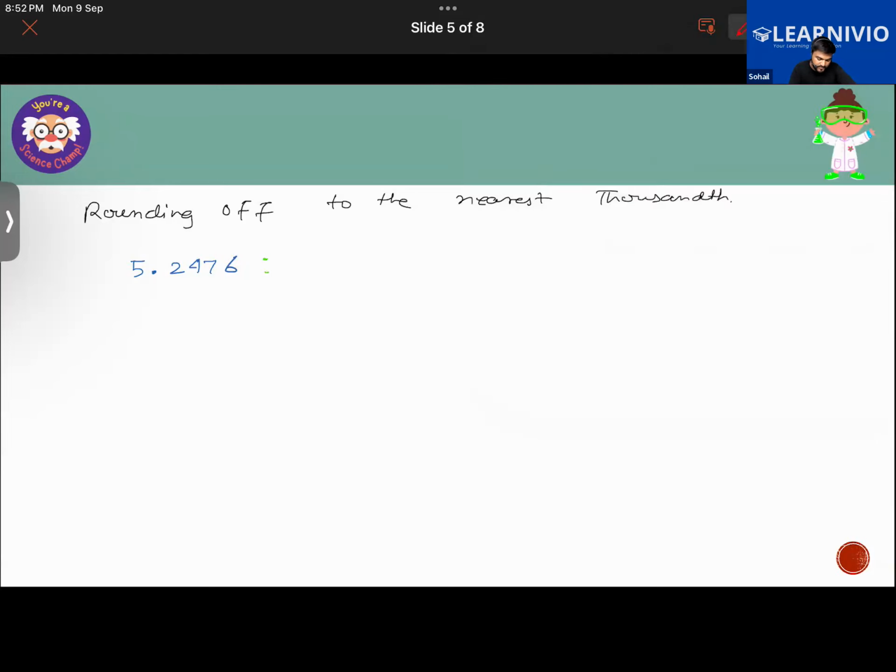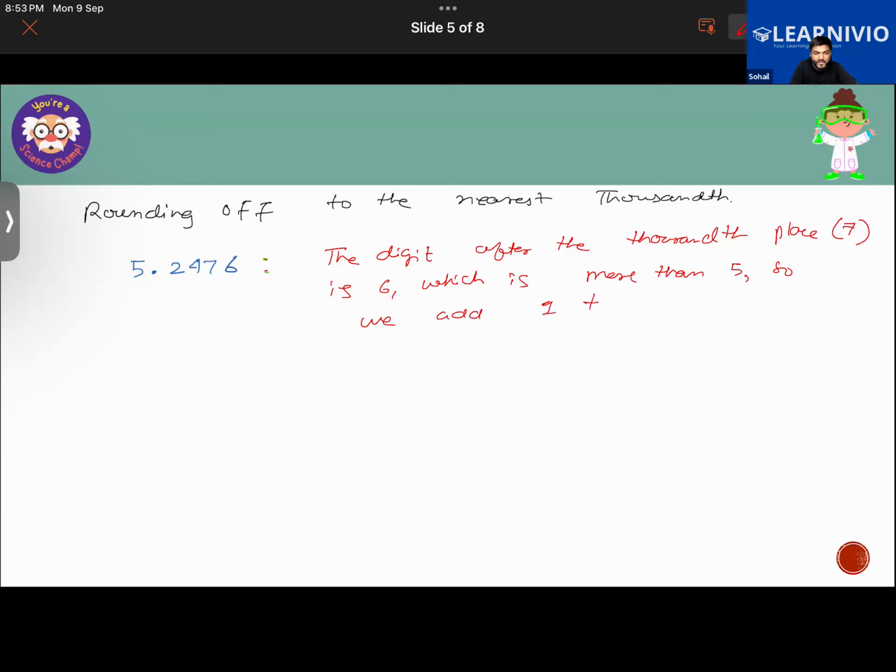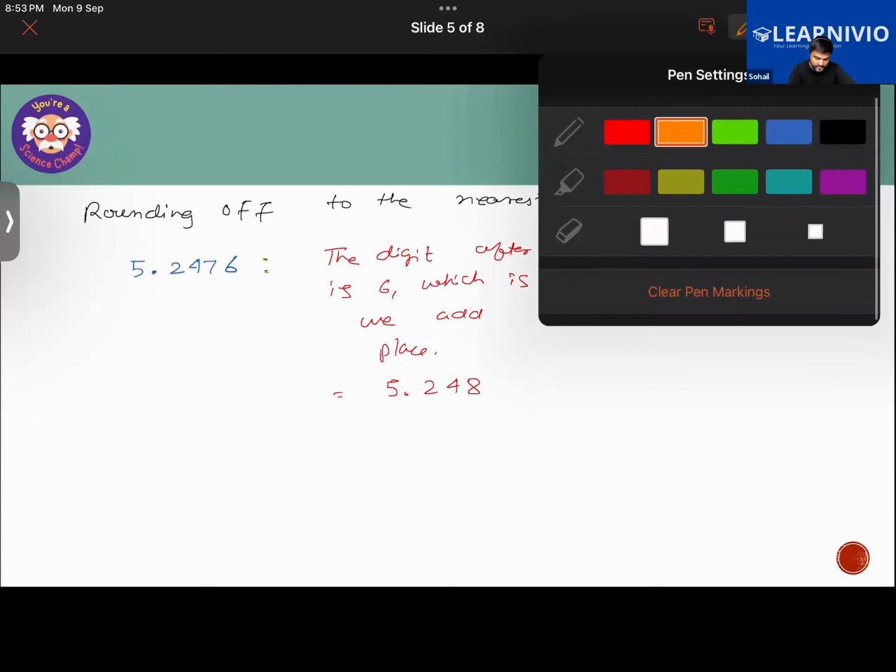Let me write a few important things here. The digit after the thousandth place digit 7 is 6, which is more than 5. So we add 1 to the thousandth place. Thereby the number we are going to get is 5.248. Is that clear to both of you? Yes. Okay, then do one question on this.